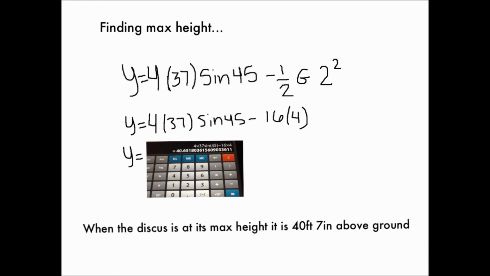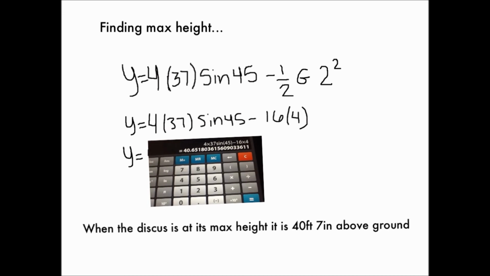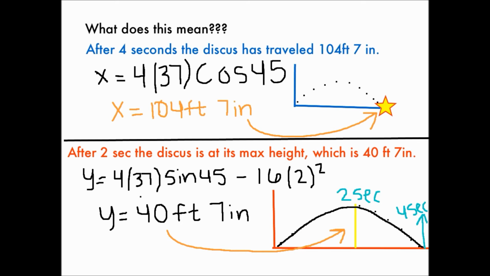Now it's time to find the max height. We plug in 37 for velocity for this equation also. So y is going to equal 4 times 37 sine 45 minus half gravity times 2 squared. So y is going to equal 4 times 37 sine 45 minus 16 times 4. When you plug this in your calculator, you get approximately 40 feet 6 inches, 7 inches if you're going by sig figs. So that means when the discus is at its maximum height, it is about 40 feet 7 inches above the ground. So what does this mean?